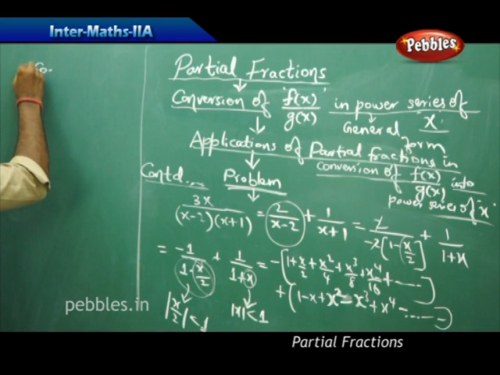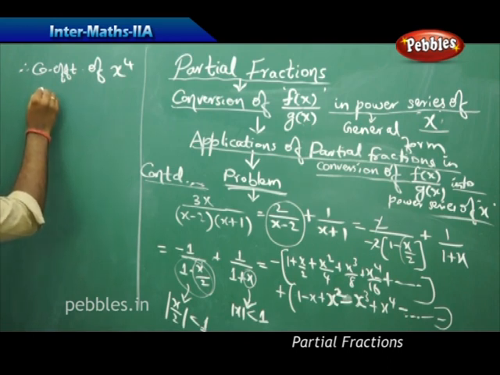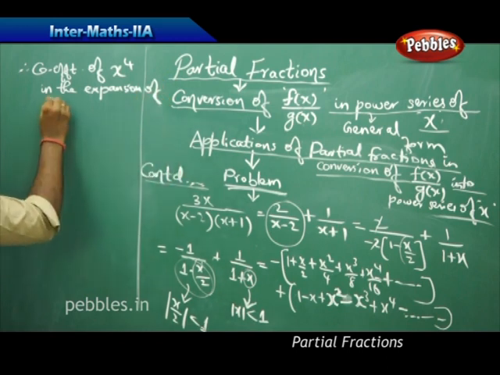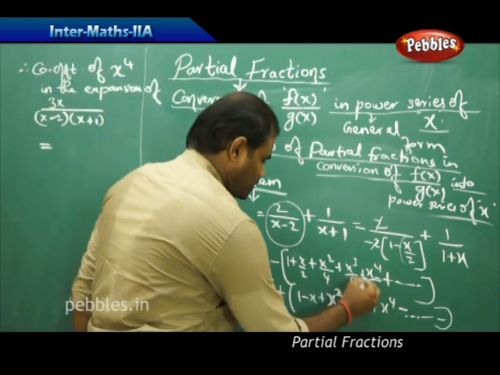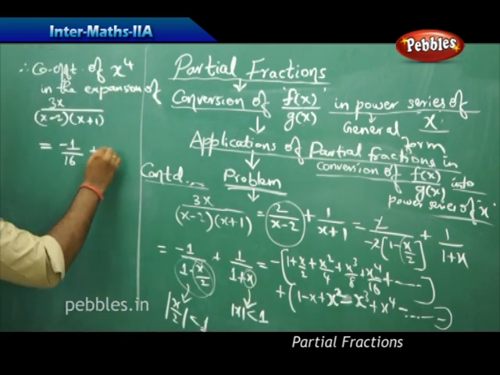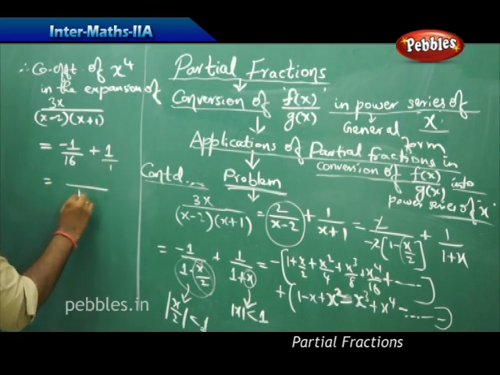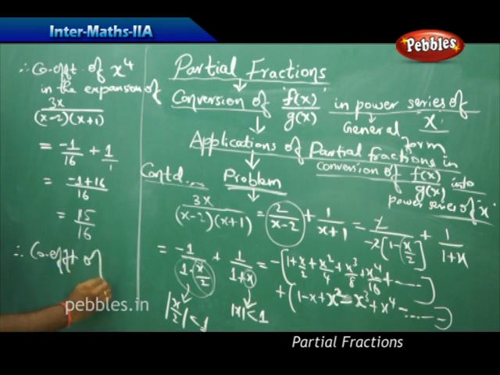So the coefficient of x power 4 in the expansion of 3x by (x minus 2)(x plus 1) is given by: the coefficient of x power 4 is minus 1 by 16 clearly out there, and here the coefficient of x power 4 is 1, is what we get. Therefore simplifying this through LCM, I get 16 minus 1, which comes as 15 by 16. Therefore the coefficient of x power 4 is 15 over 16.